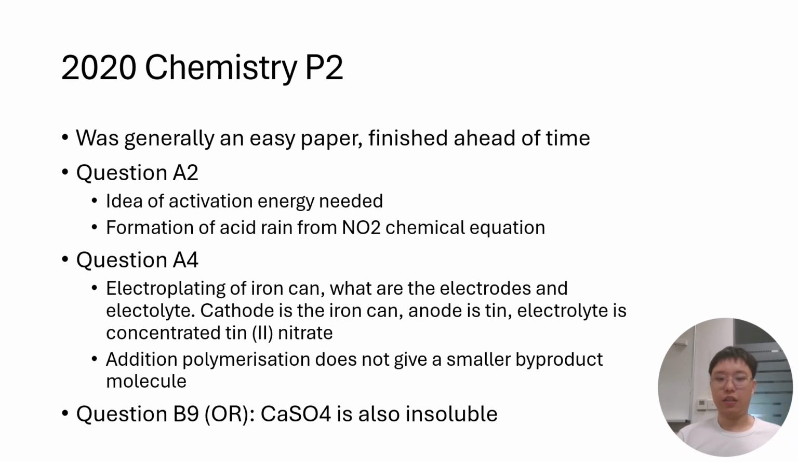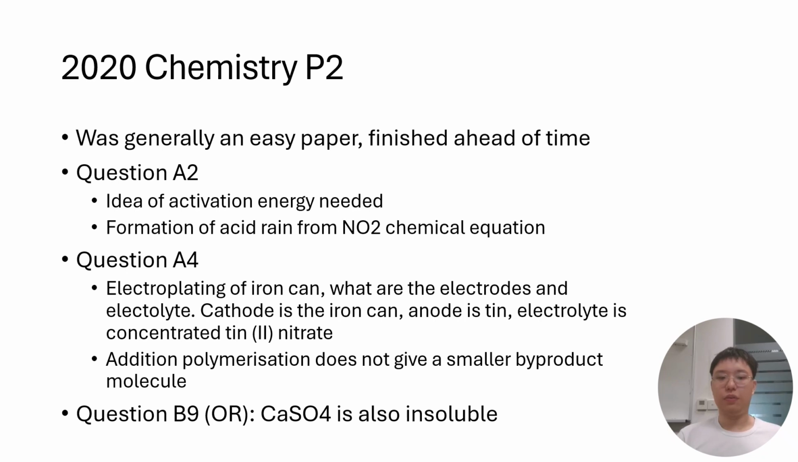get reduced at the cathode, which is the iron can, and therefore the iron can will get coated with the tin. The electrolyte must be concentrated iron(II) nitrate so that the concentration effects can make sure that the ion is selectively discharged at the cathode.